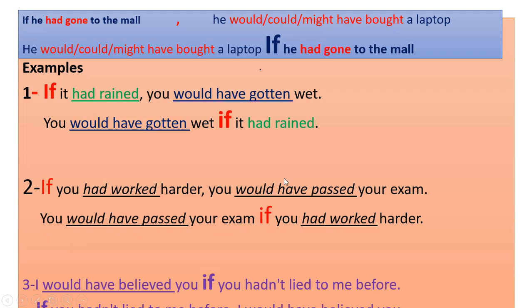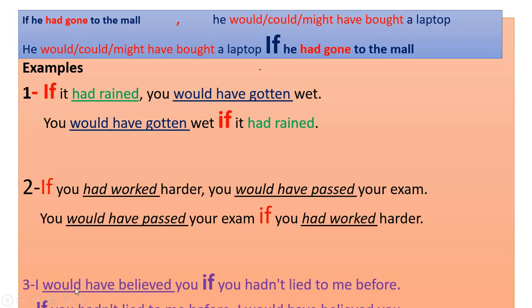So after if, in all the cases, we use had plus verb 3, means past perfect. The second sentence, the main clause, we use would or could or might plus have plus verb 3 or past participle. Look here also, in all the cases.